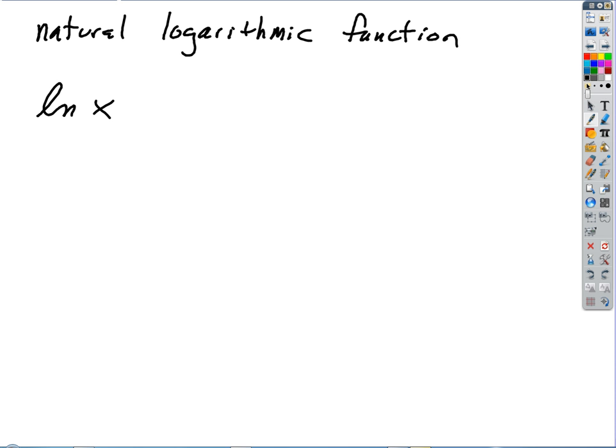Okay, so what is the natural log function? What does it look like? Well, let's do this in 2 ways. First of all, let's just look at a graph of the natural log function, and then we'll look at how the function is actually developed.